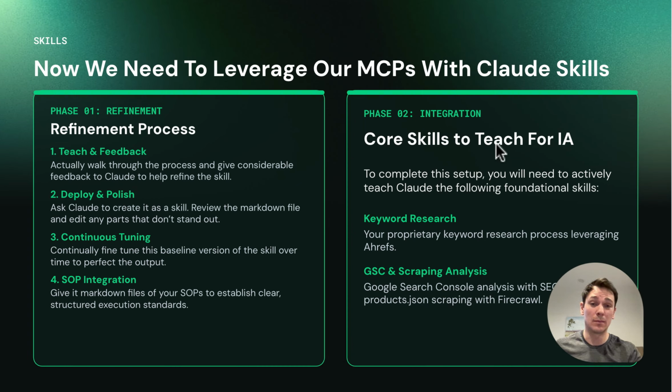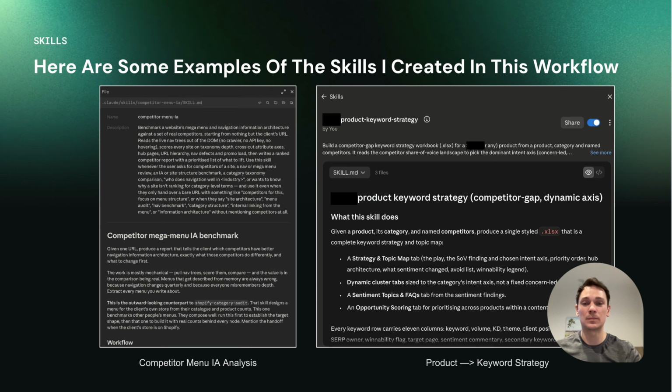So the core skills to optimize for your IA would be your keyword research and your GSC and scraping analysis. I've also laid in my own personal skill, which is competitor research as well.